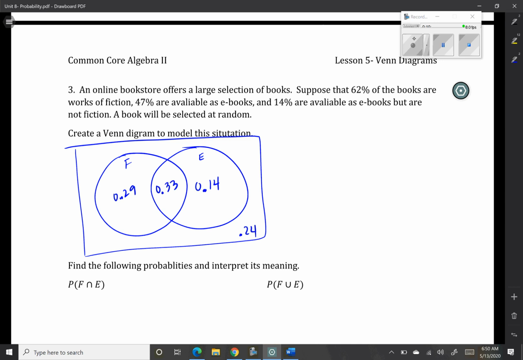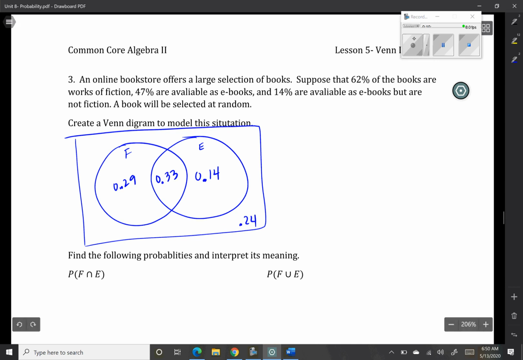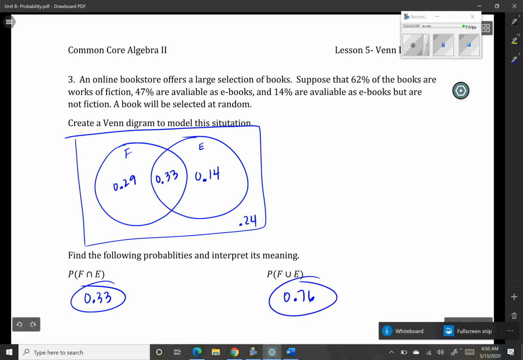Then it says, what's the probability of F and E? That would be the intersection, so that would be 0.33. So there's a 33% chance of it being both of those at the same time. Union, that tells me I want to add up everything in the F or E bubbles. So if I add 0.29 plus 0.33 plus 0.14, I'm going to get a 76% chance of happening.